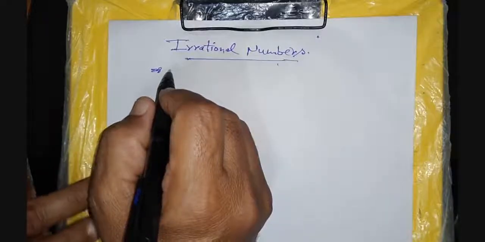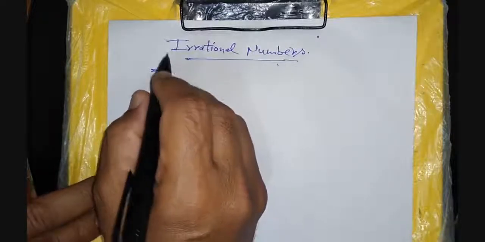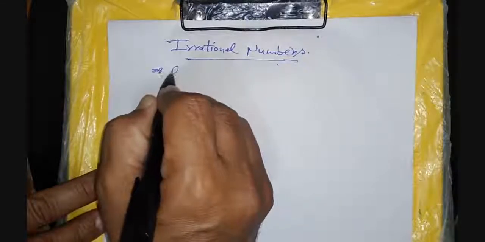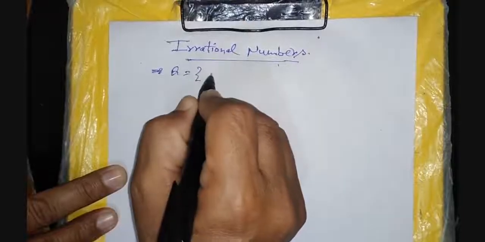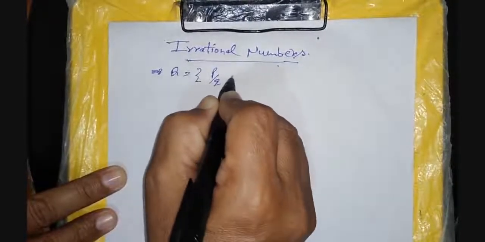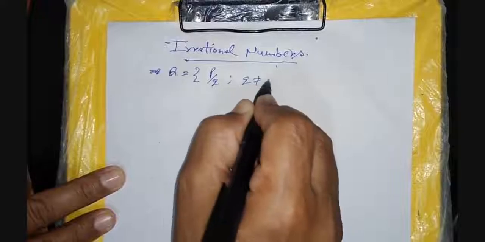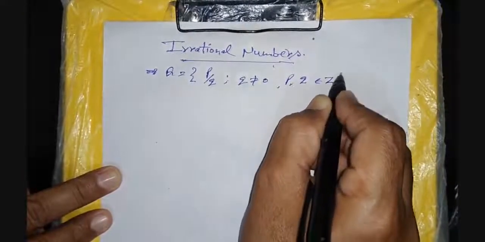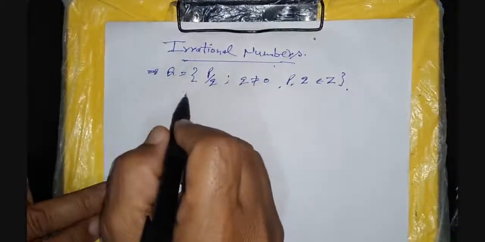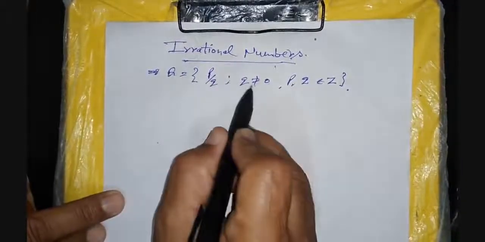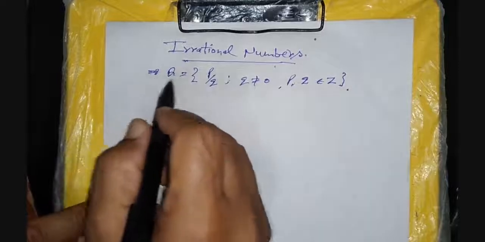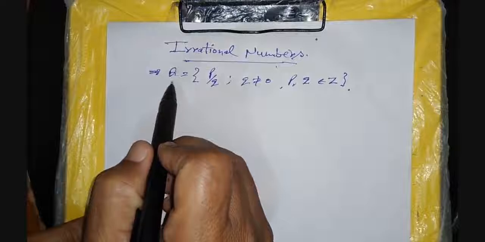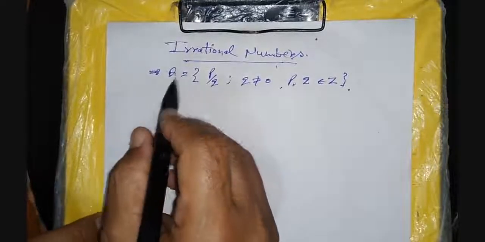Okay guys, as we have learned about rational numbers, the notation of these numbers is in p by q form, where q is not equal to 0 and p and q are integers. So rational numbers are written in this form. The definition of irrational numbers comes from the definition of rational numbers.